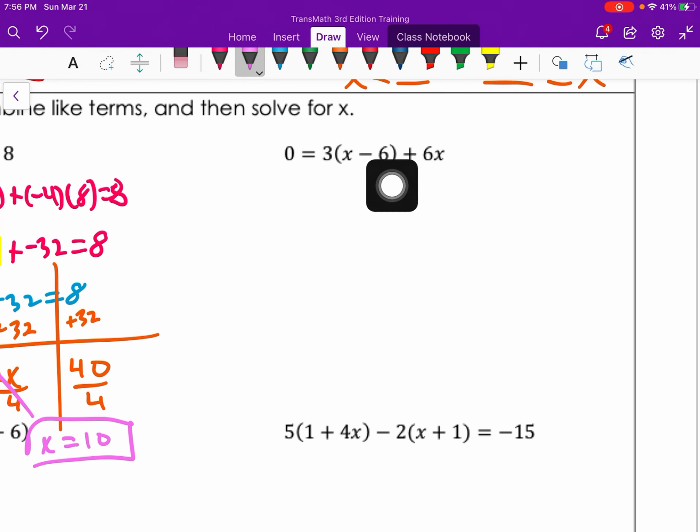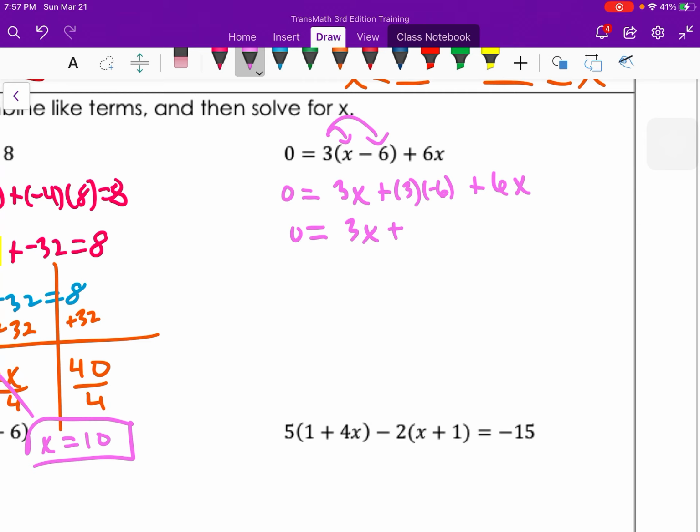Okay, again, look, the x's are on the right side, but that's okay because we're just trying to solve for x. I'm going to distribute this 3 through. So 0 equals 3x plus 3 times negative 6 plus 6x. So I need to simplify some stuff. 3 times negative 6 is going to be negative 18 plus 6x.